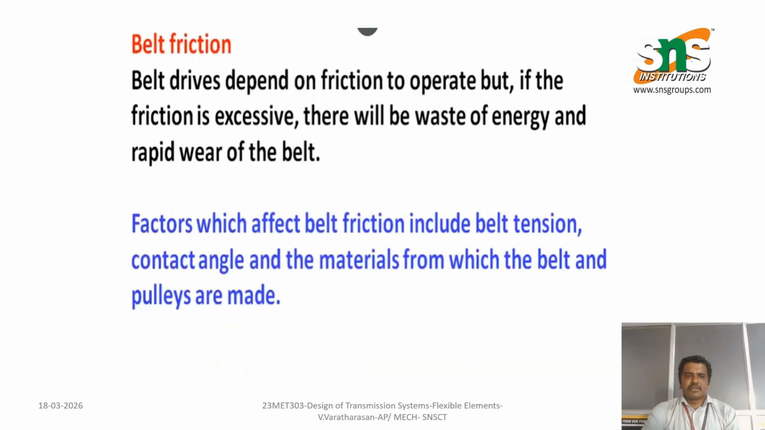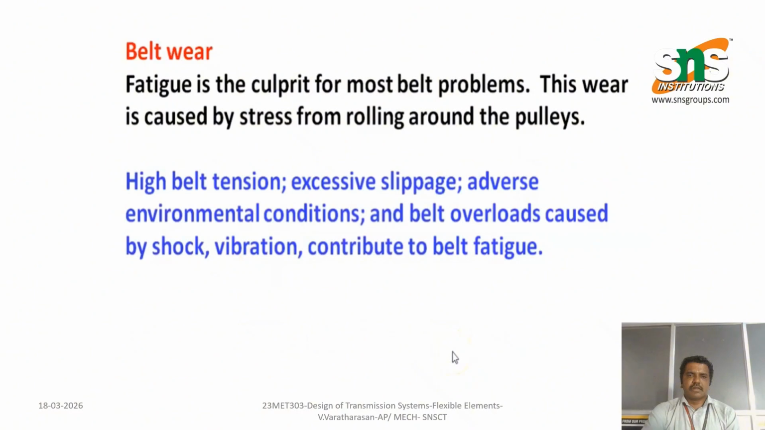Belt drives depend on friction to operate. But if the friction is excessive, there will be a waste of energy and rapid wear of the belt. The factors which affect belt friction include belt tension and contact angle. Fatigue is the culprit of most belt problems. This wear is caused by the stress of forming and rolling around the pulleys. High belt tension, excessive slippage, adverse environmental conditions, and belt overloads caused by vibration contribute to belt fatigue.